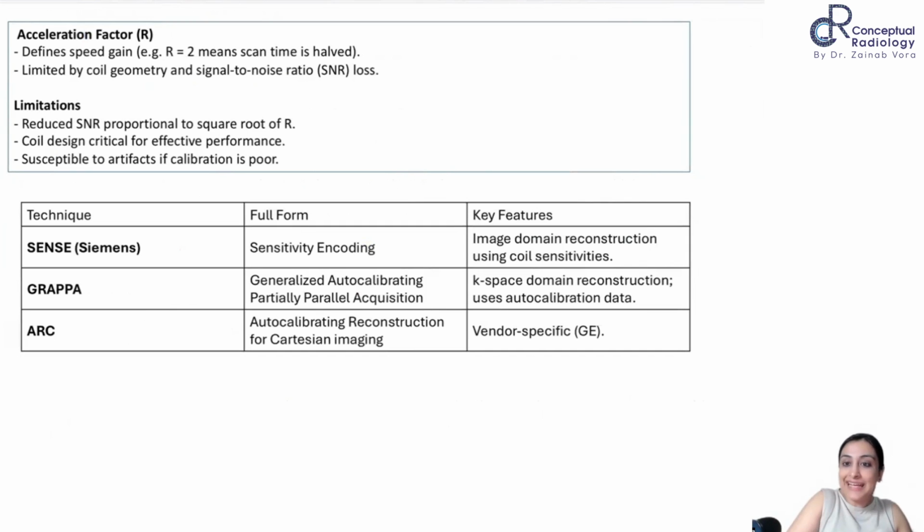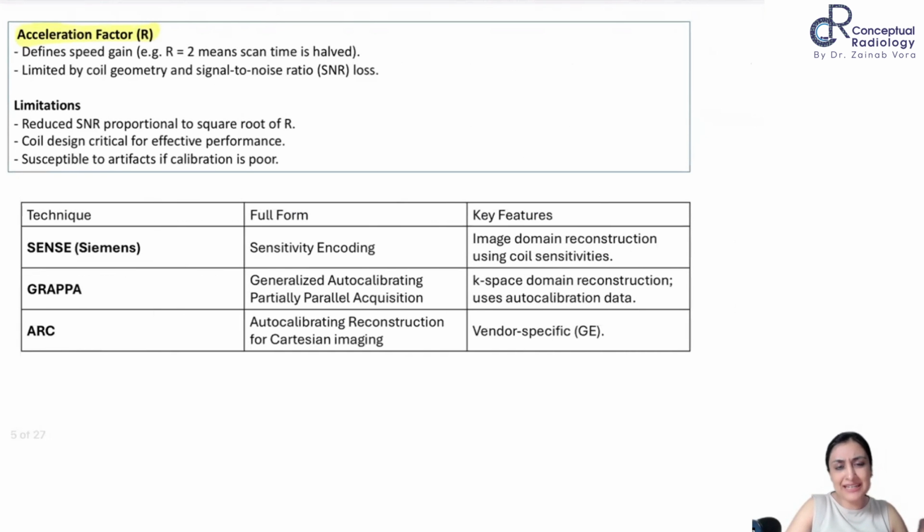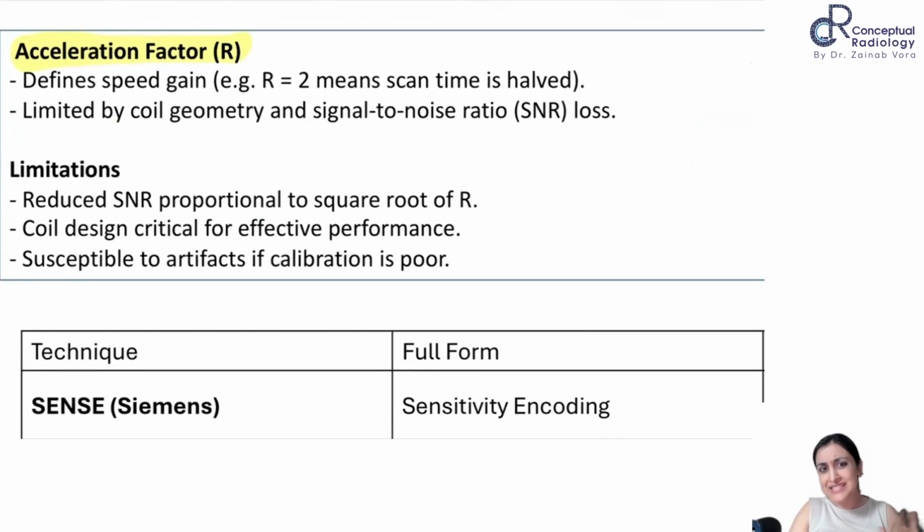Okay, the time factor which you are saving is defined as acceleration factor R. This R is not of parallel imaging. R is for any technique that you do. How much speed gain did you get? So this R is for VIBE, for HASTE. I'll talk about something else also, which is called compressed sensing. So this R is for everything. Basically, how much benefit did you get? How much faster could you do? So it defines the speed gain. So R equals 2 means scan time is halved, limited by the coil geometry and signal to noise ratio loss. So that's the main thing, right?